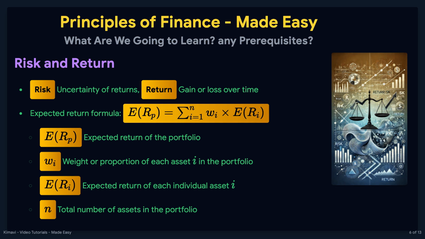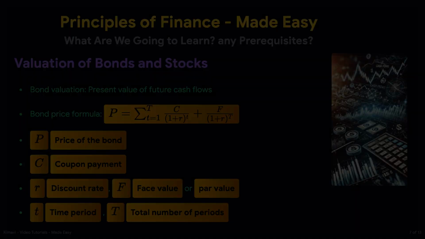Risk and return are fundamental concepts in finance. Risk is the uncertainty associated with the return on an investment, while return is the gain or loss from an investment over a specified period. For example, the expected return of a portfolio can be calculated as E(Rp) = the sum of wi × E(Ri), where E(Rp) is the expected return of the portfolio, wi is the weight of the ith asset in the portfolio, and E(Ri) is the expected return of the ith asset.